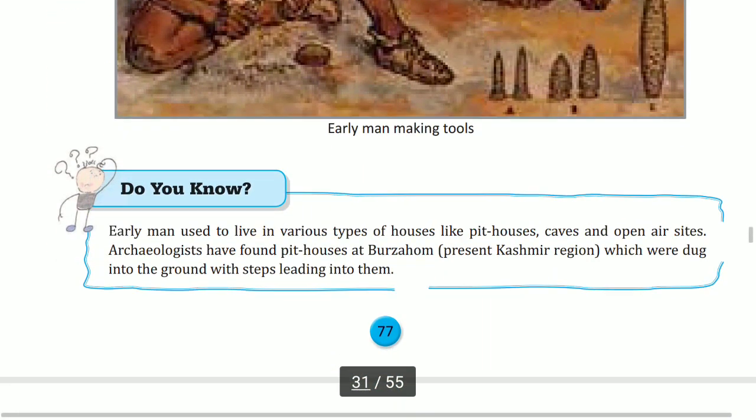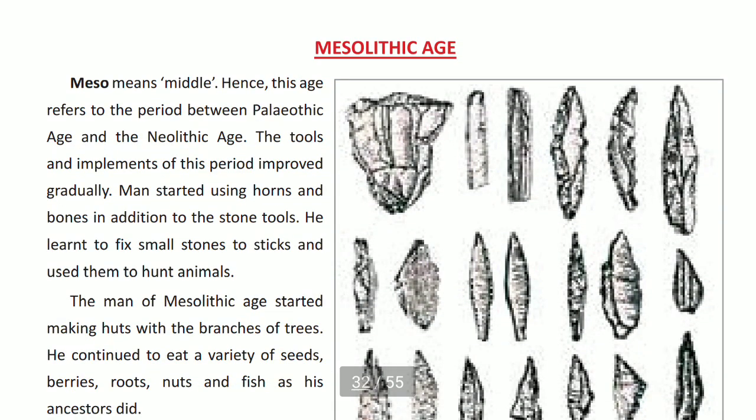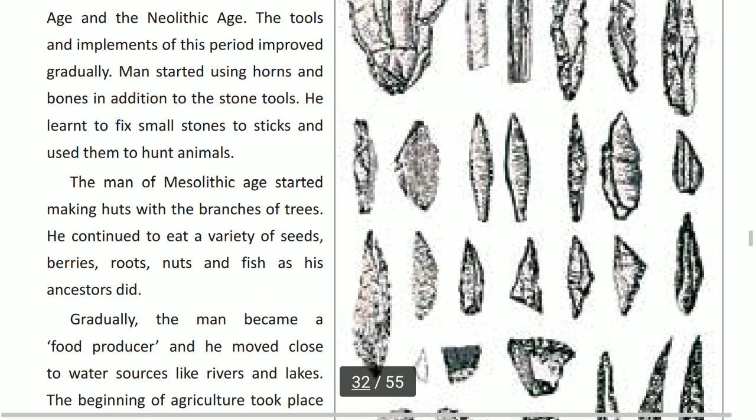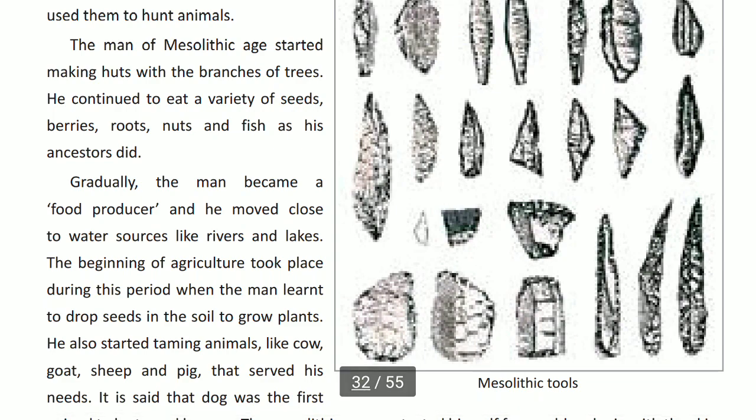After that, yesterday we discussed the Mesolithic age. Here the stones are sharper and smaller, and gradually they became food producers. But in the Paleolithic age, they were hunters and gatherers, and the main discovery was fire. In the Mesolithic age, they became food producers. They started taming animals like cow, goats, sheep, pigs, etc. for their needs, and the dog was the first animal to be tamed by man. Mesolithic man protected himself from cold and rain with the help of animals' skin. Gradually they developed in the Mesolithic age.